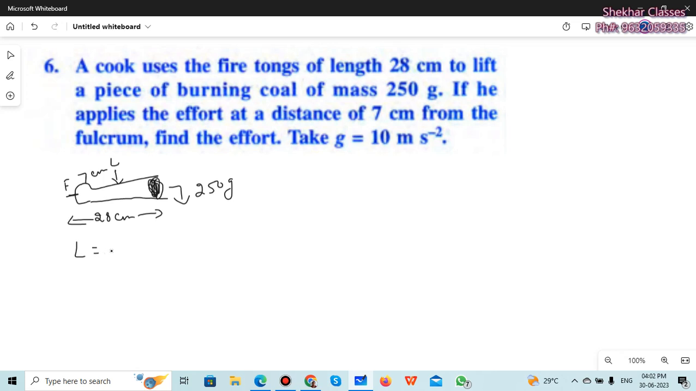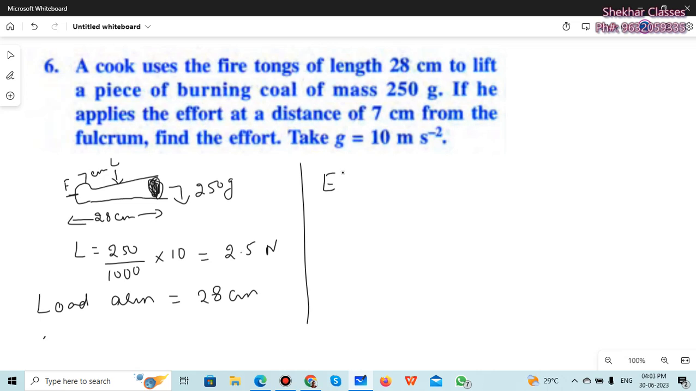Load is 250 gram; we convert that into kilogram and multiply by 10 to get the weight, which gives 2.5 Newton. Now we have to find the load arm. Where is the load? Load is here, and the distance from the fulcrum is 28 centimeter. You can keep it in centimeter or convert to meter, no issue.